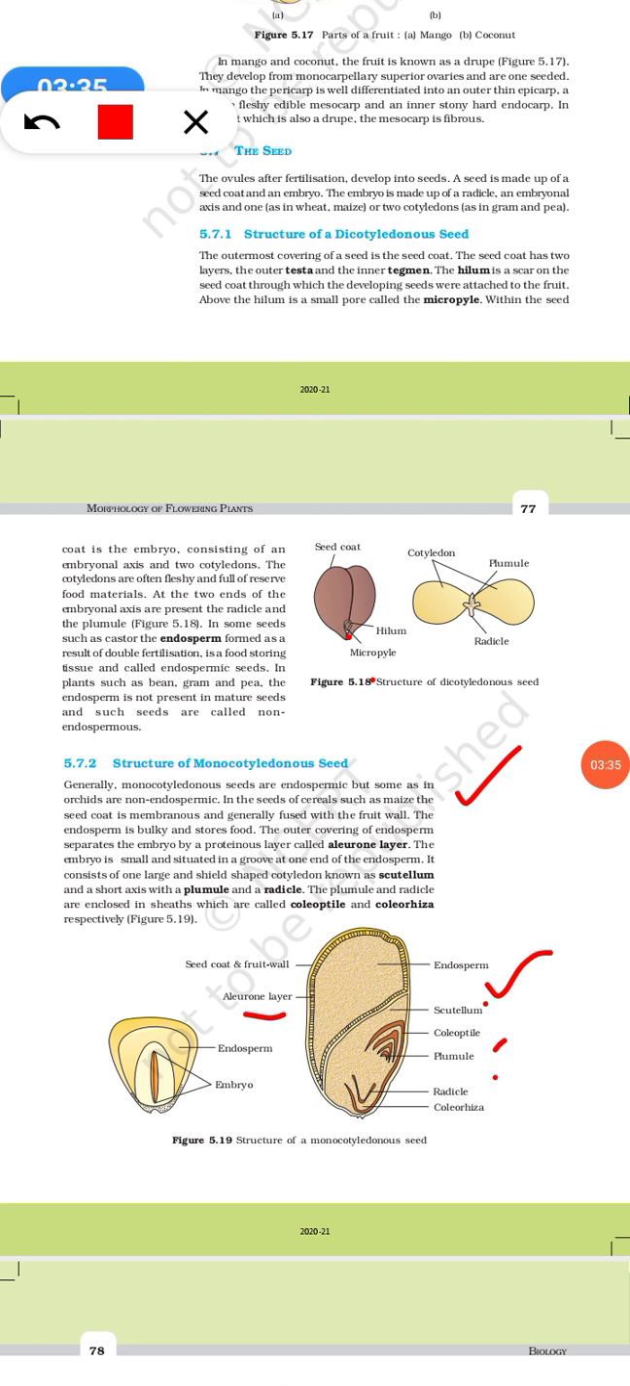There is a covering, a sheath, for the plumule and the radicle. For the plumule you have the coleoptile, and for the radicle you have the coleorhiza. So remember CPCR: coleoptile for plumule and coleorhiza for radicle.